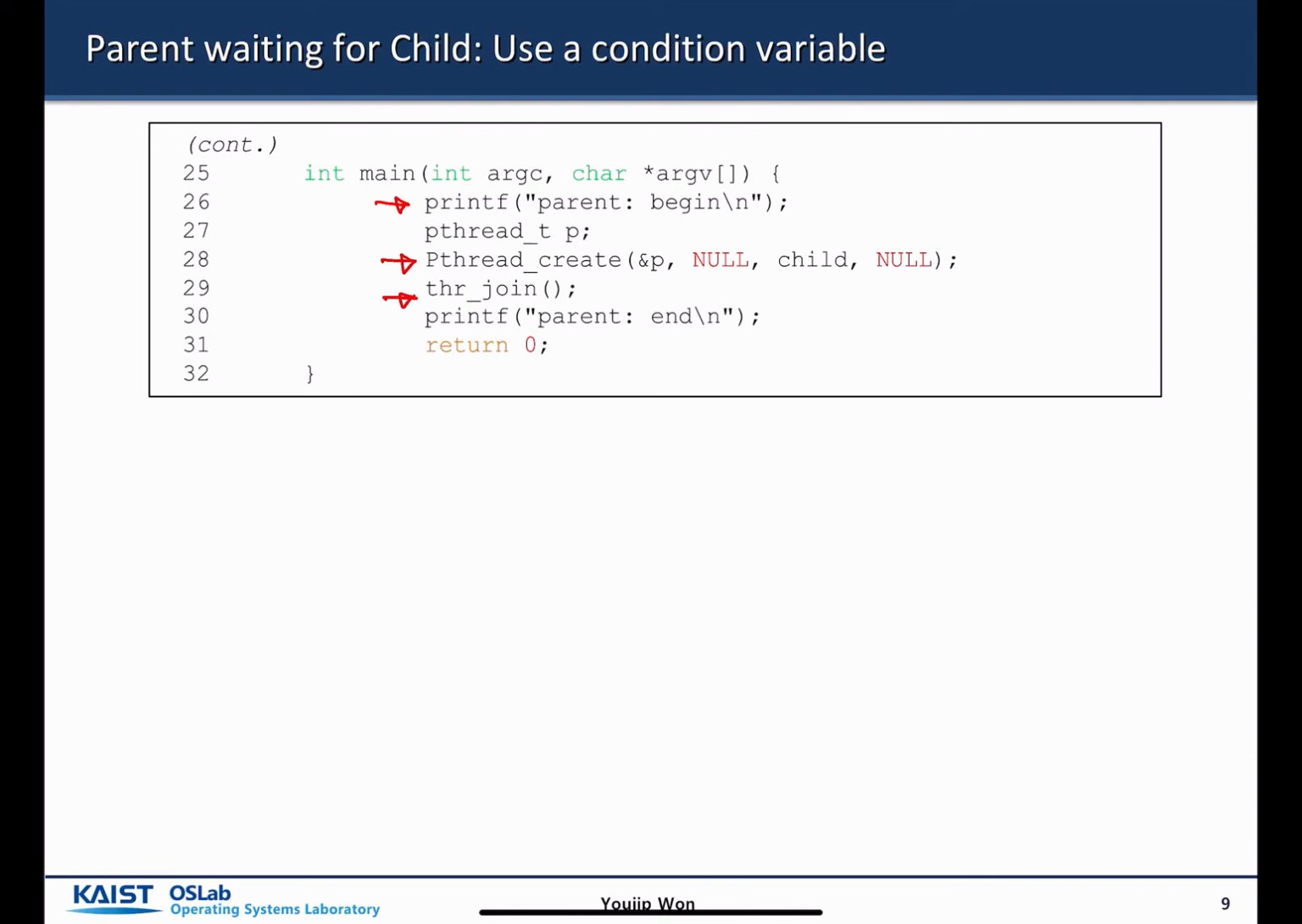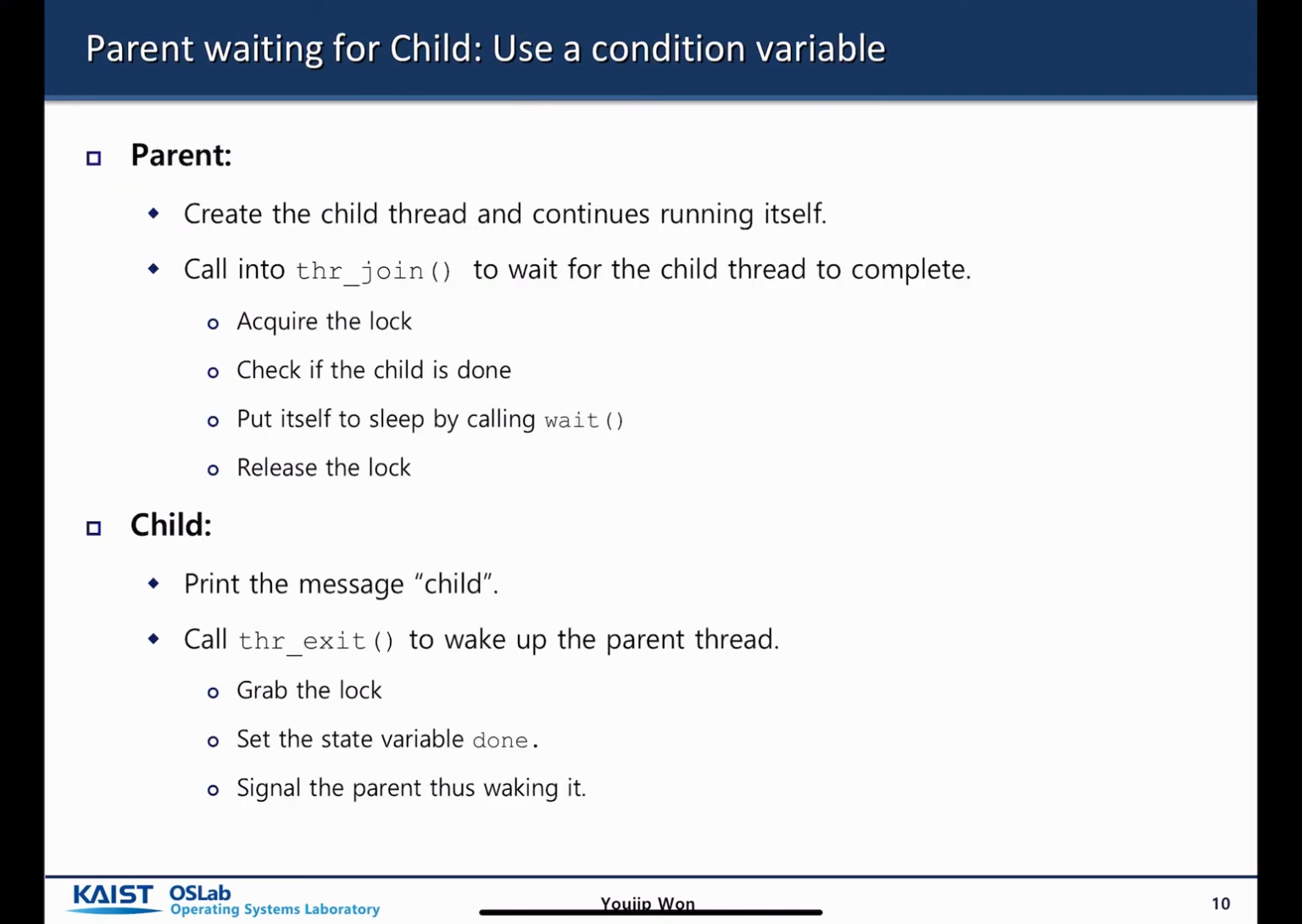So this code works perfectly. And let's deal with details of the code. From the parent's point of view, the parent executes as follows. It first creates a child thread and continues running. And then it calls thread join to wait for the child thread to complete.